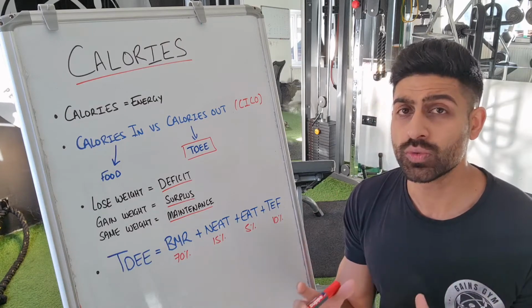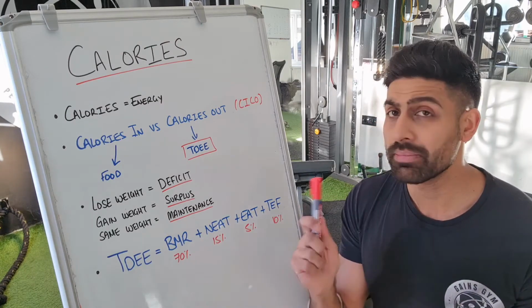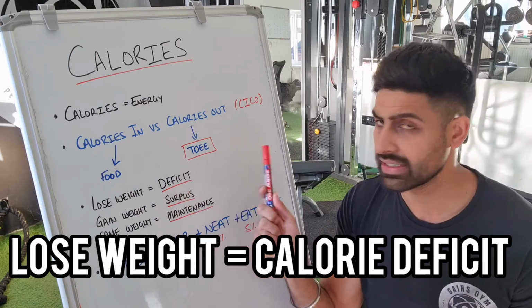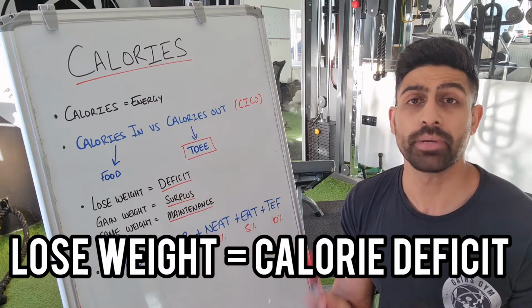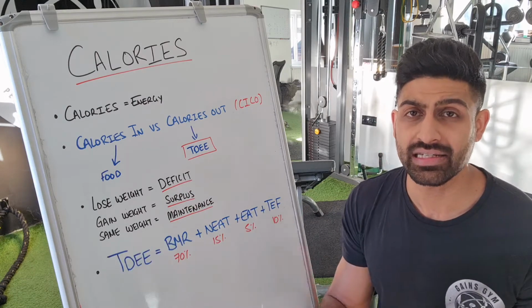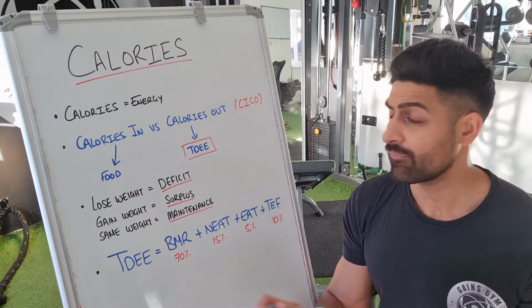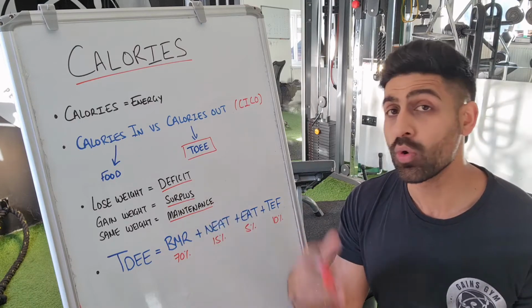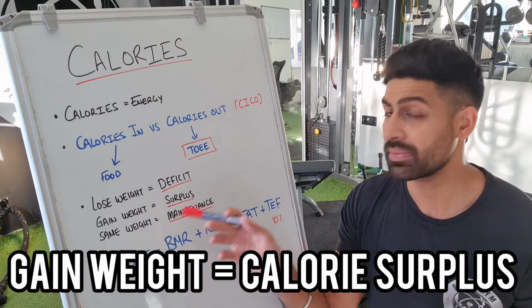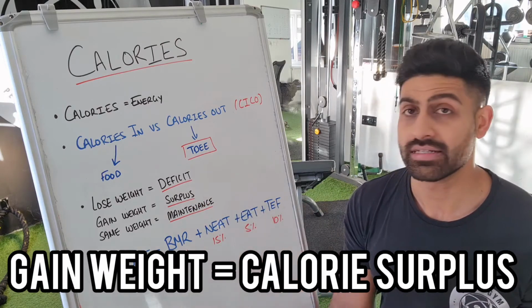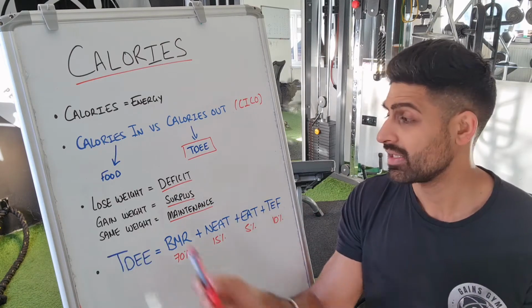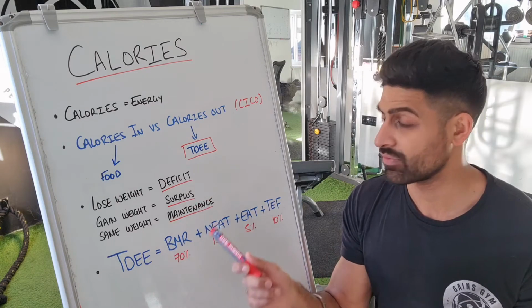Now, to lose weight, to lose body fat, we must create a calorie deficit, meaning we must burn more calories than we are eating to drop weight. If you want to gain weight, you want to eat more calories than you burn. So you want to be in a calorie surplus. And if you want to stay the same weight, you want to eat at your maintenance level.